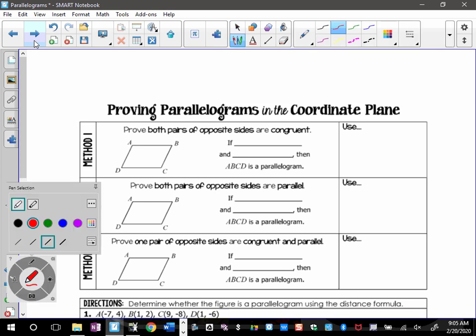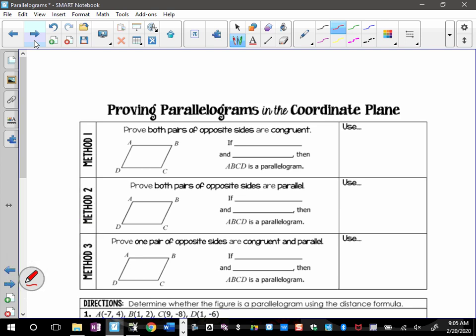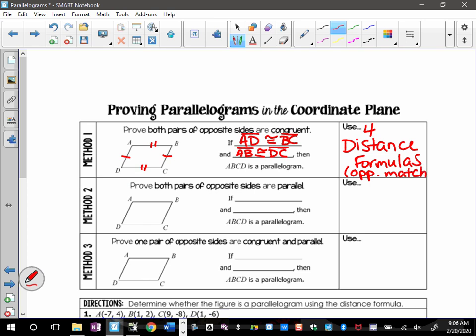Option 1 for proving they're parallelograms is that you show both pairs of opposite sides are congruent. So if AD is congruent to BC, these two, and AB is congruent to DC, so the top and bottom, then we would have a parallelogram. That would really just mean we have to use 4 distance formulas to show that opposites match. Better than the 6 we were doing in triangles.